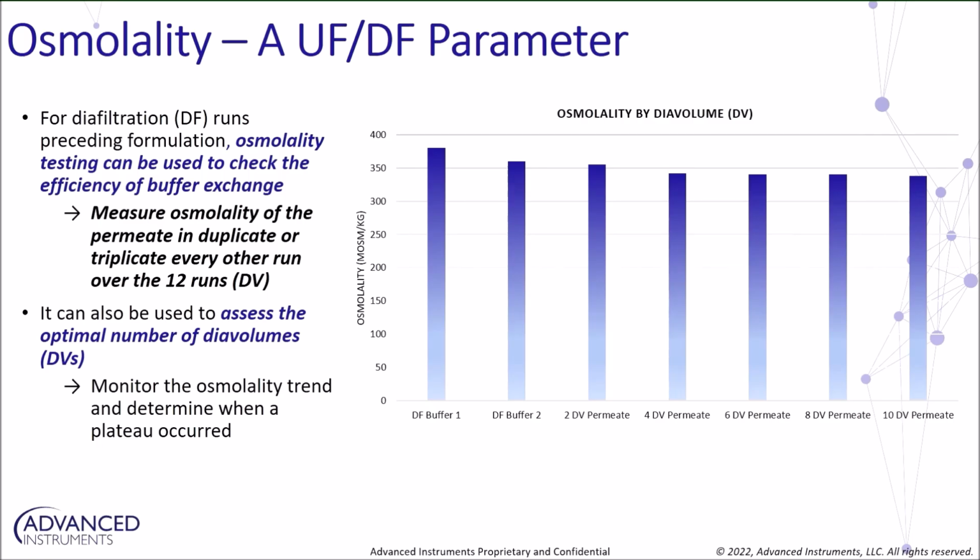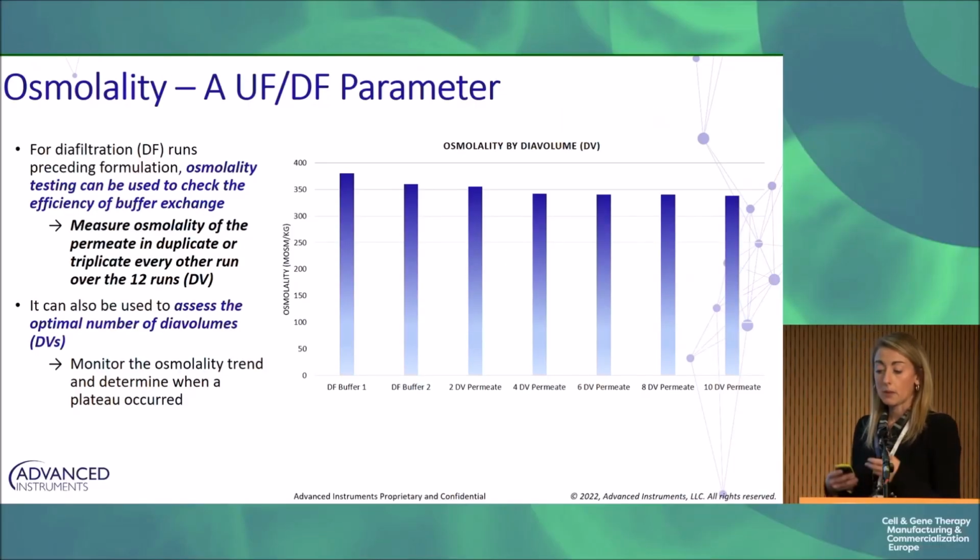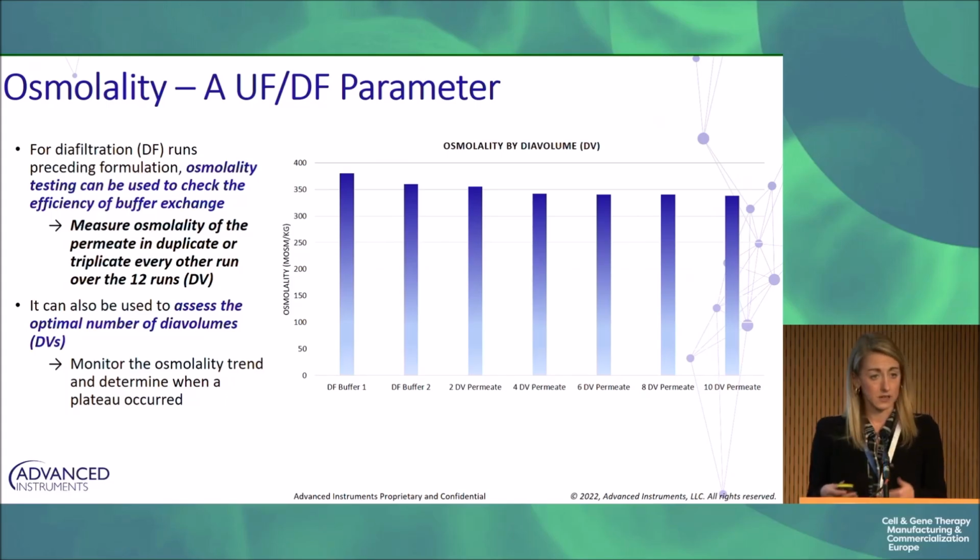So within UFDF, this company in the US is using osmolality to check the efficiency of their buffer exchange. So they are measuring the osmolality of their permeate just to see if it is as expected. So they would have known what their osmolality should be at the end of the diafiltration runs. And if that osmolality is not as expected, they know something has gone wrong.